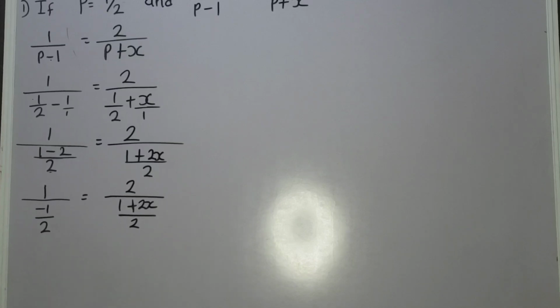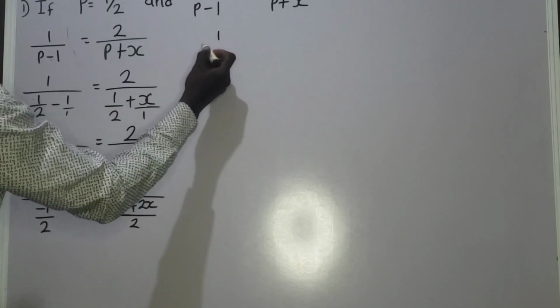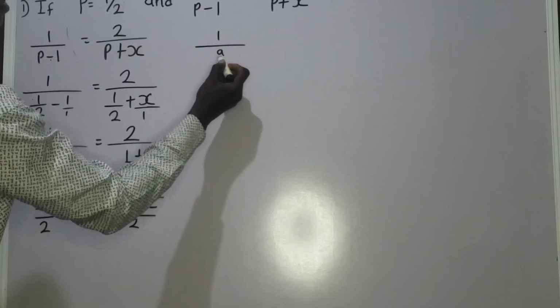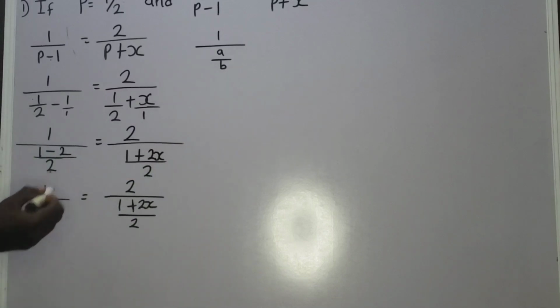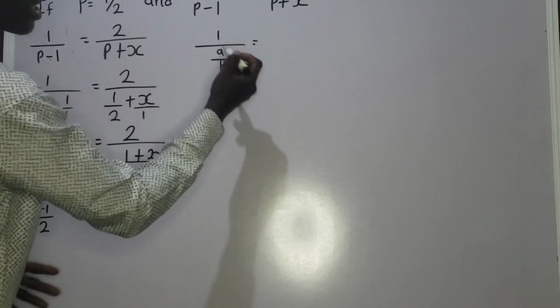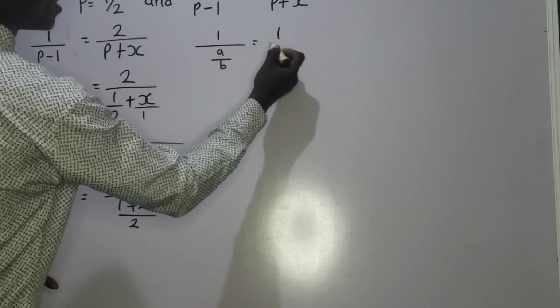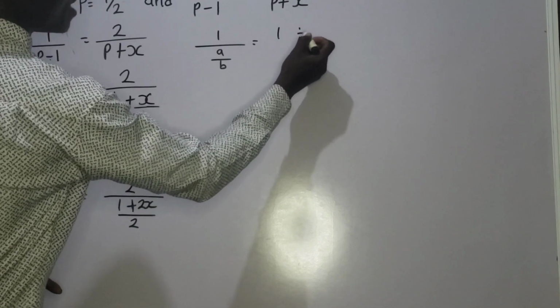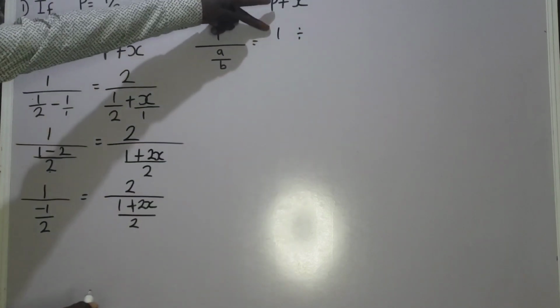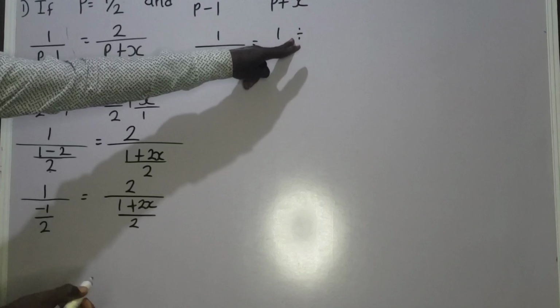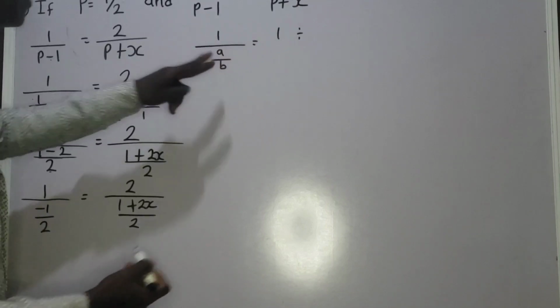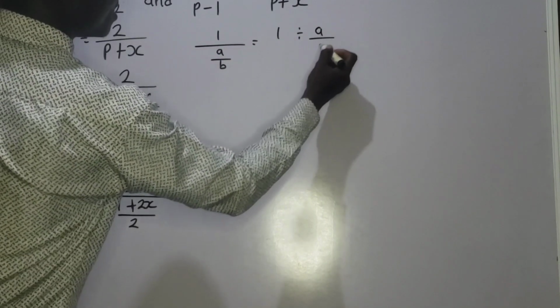You understand? Okay, now I want you to pay attention. Please, I want you to pay attention. Now, if you have something like this, 1 all over a all over b, this can be written as, please pay attention, this can be written as 1 divided by a over b. This 1 is here, this division sign is what I represented here. You understand? And this a over b, I'm going to have it here, a over b.